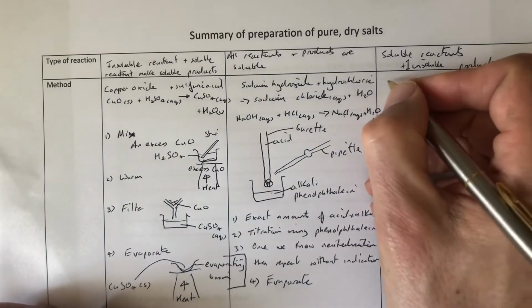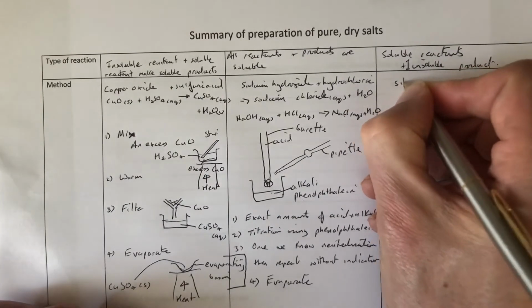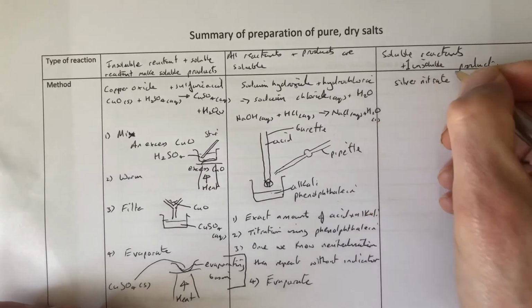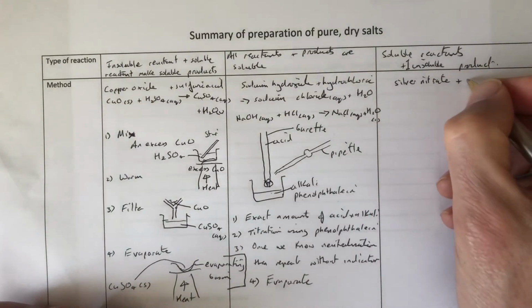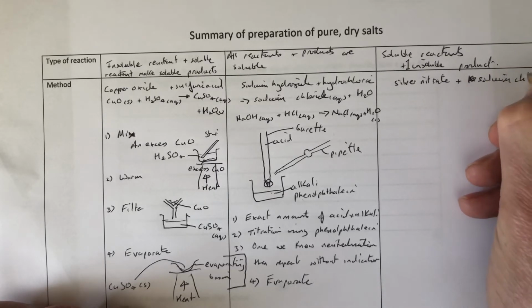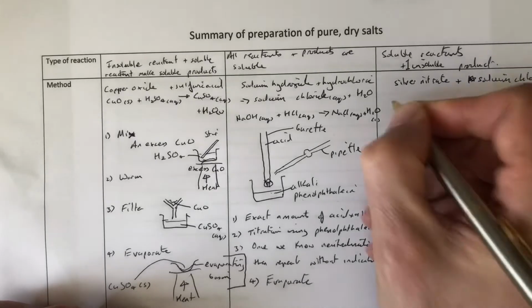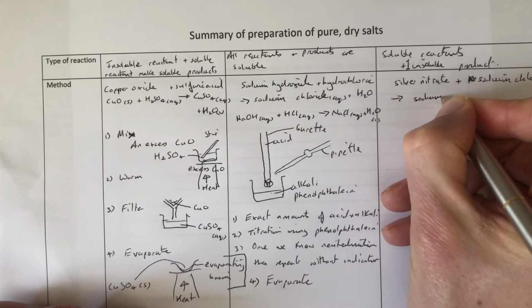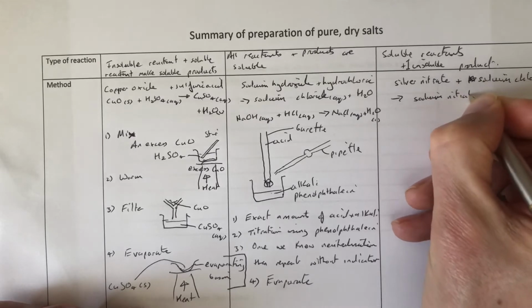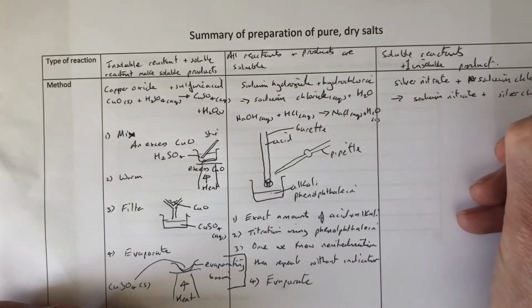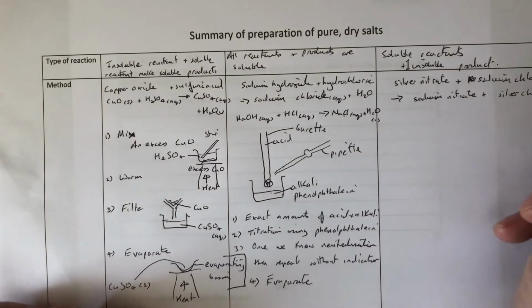Okay, an example there would be silver nitrate, and that reacts with something like sodium chloride. Let's put the word down. Sodium chloride. Now that makes sodium nitrate, which is soluble, and silver chloride, which is not. That's a solid. So it precipitates out.